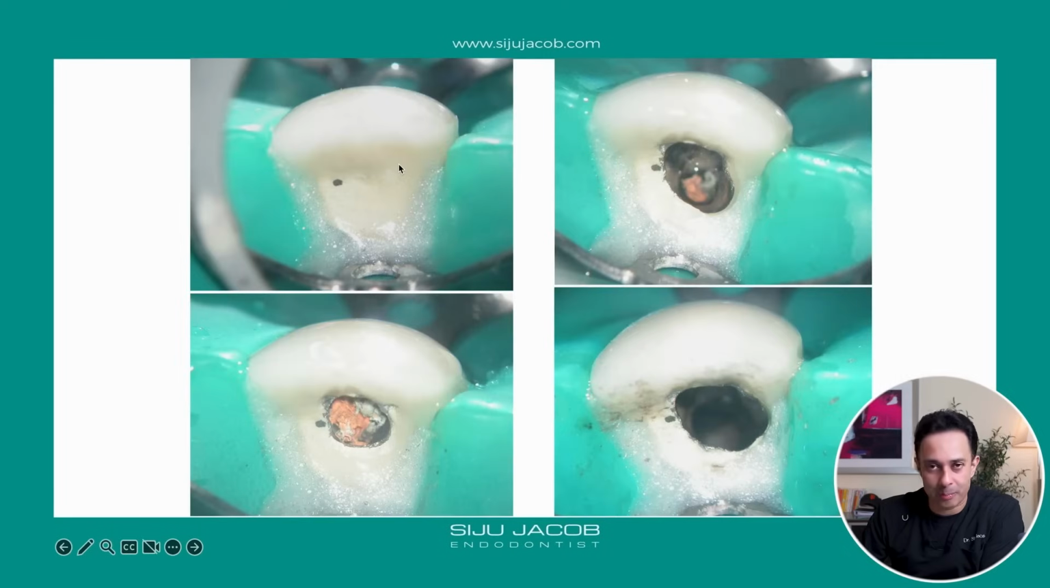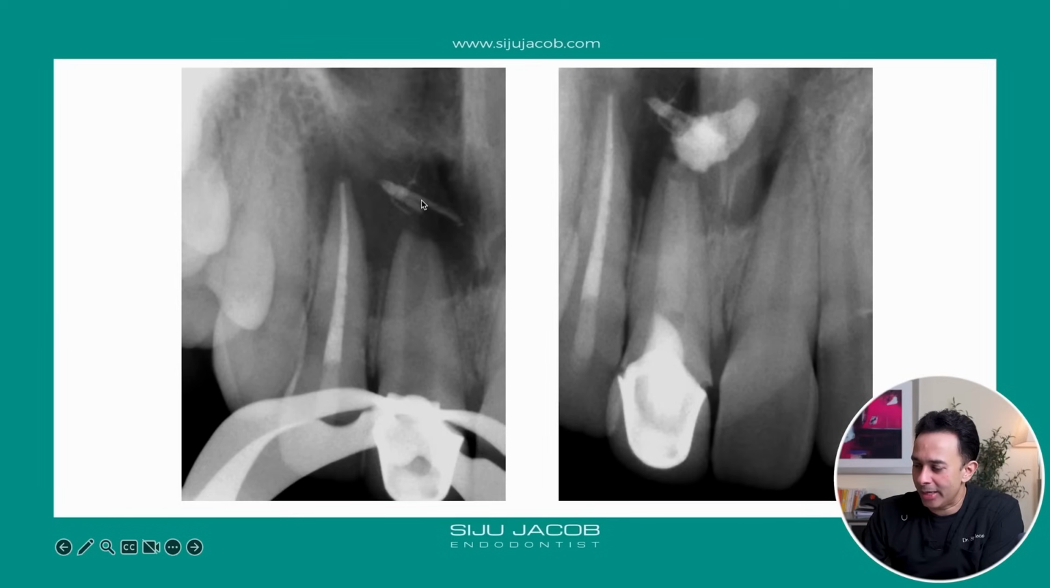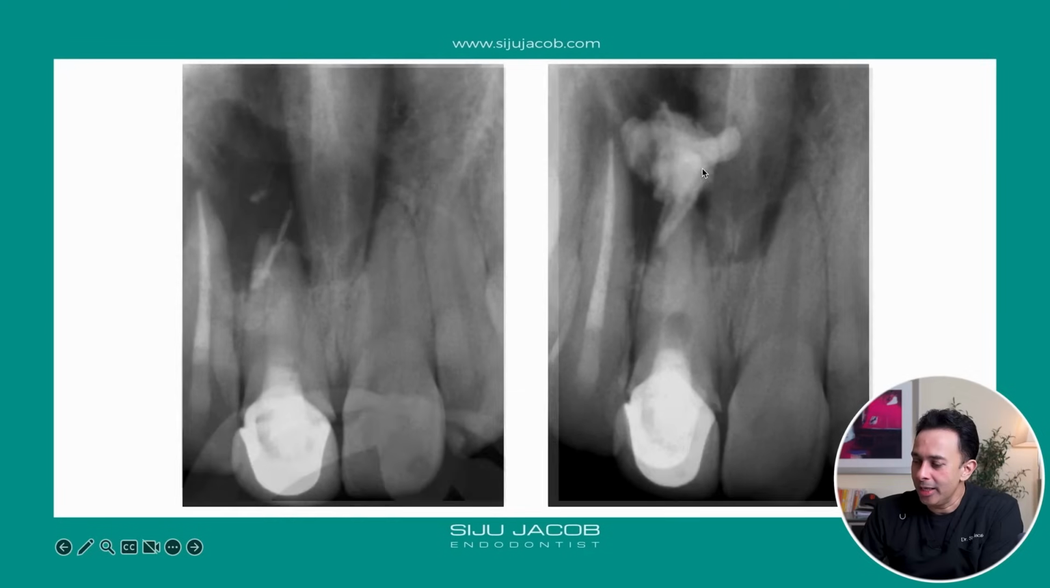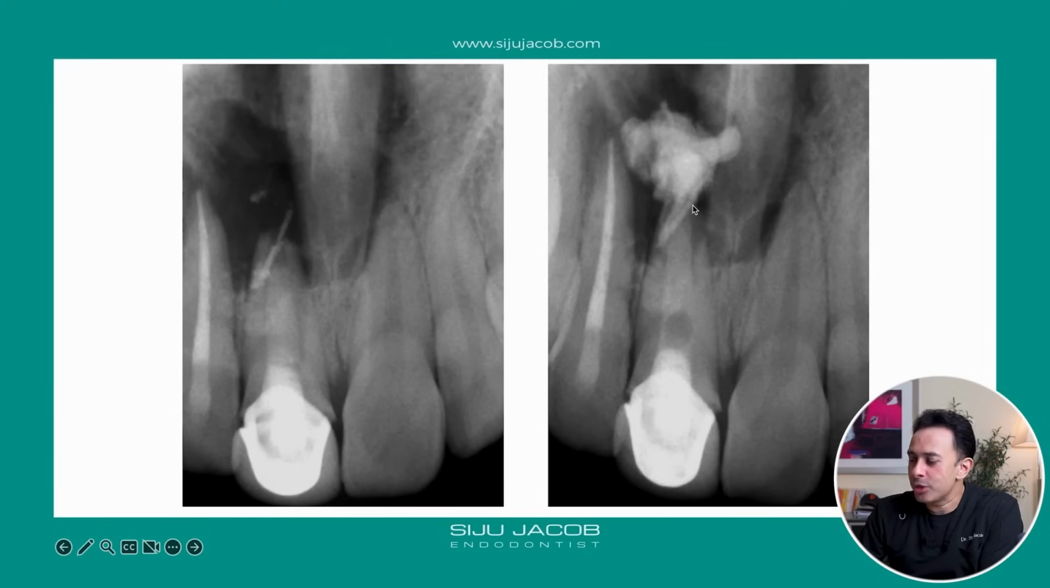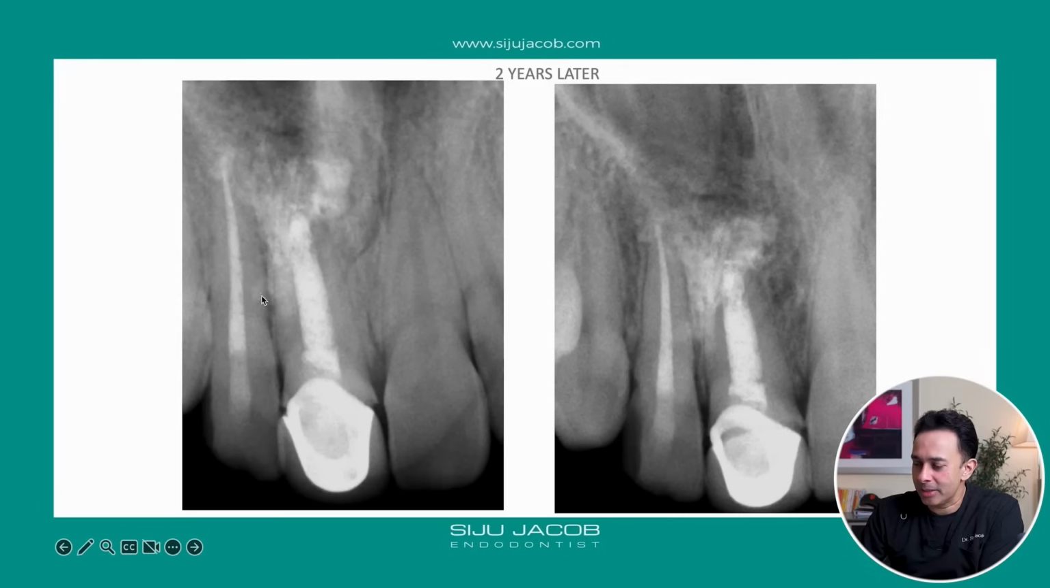I kept the crown temporarily, and I removed the gutta percha. And while removing it, a part of it slipped past the apex, but I didn't bother. I left it like that and then put calcium hydroxide. This patient was supposed to come back in a month's time, but she came back after 2 years. Like a lot of these patients, that is the problem.